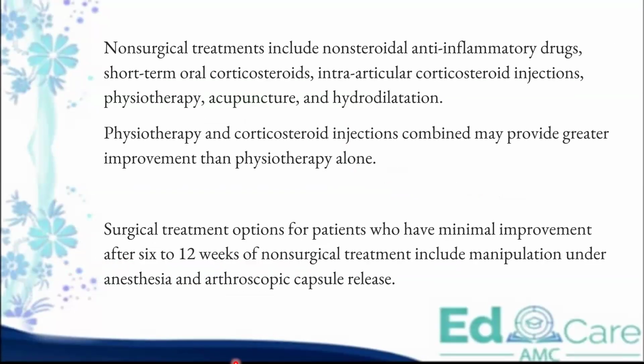So then their treatments are NSAIDs, oral steroids or intraarticular steroids if it's oligoarticular, right? Physiotherapy, acupuncture, and those are all like side stuff, right? So physiotherapy and corticosteroids are the mainstay, right? So those two have to be combined. And surgical treatment if there's no improvement after 6 to 12 weeks of the non-surgical, right?